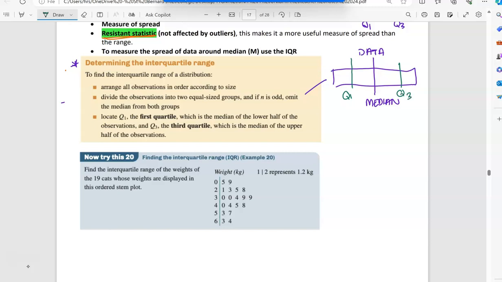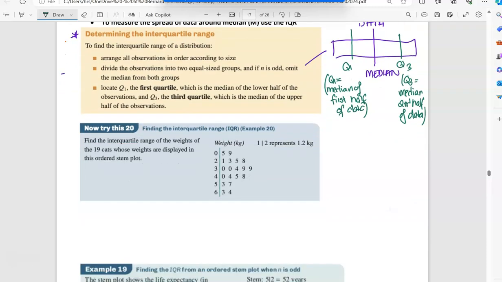So really it's like finding the median of the first half. If you want to write under this, Q1 equals the median of the first half of data, and Q3 equals the median of the second half of data. So we're still doing the same process. You should be able to work that out. We practiced that last week, but let's give this a go.